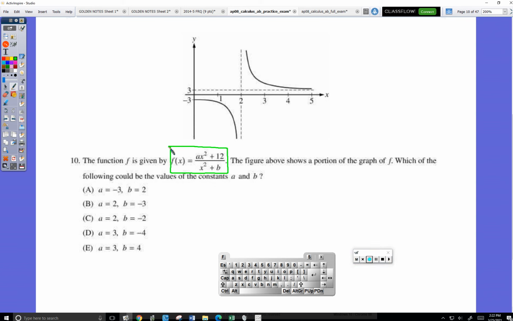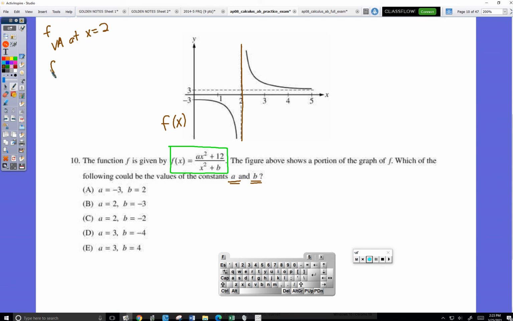Whenever I read a question where they ask me to find the value of constants, I try to ignore the constants and think of something else that I see. Okay, just got to ignore the constants. So what I notice is the picture up here appears to have a vertical asymptote at x equal 2. So f has a vertical asymptote at x equal 2.